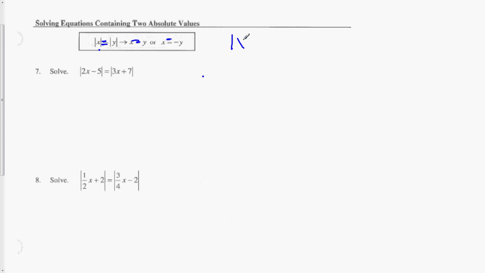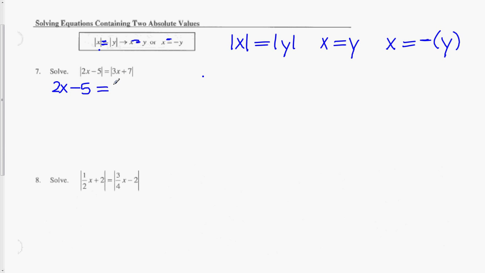So if you have an absolute value equal to another absolute value, here's how you're going to set up your two equations. You're just going to take the absolute value away from each side and set one side equal to the other. And then for your other equation, you're going to take away the absolute value of the left side, and take away the absolute value of the right side, but you're going to put a minus in front of that parentheses, so you're going to distribute a minus. So let's try that. Our first equation, we're going to take away the absolute values from each side, and then we're going to solve it for x.